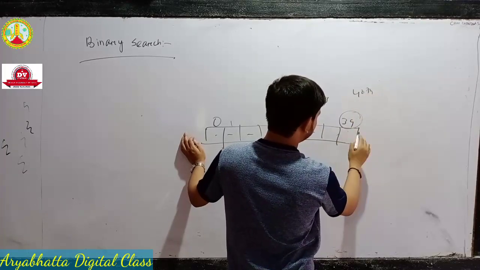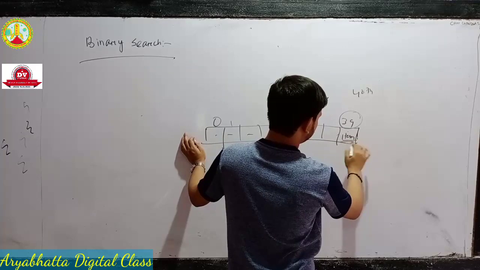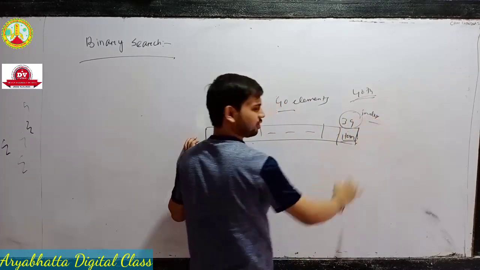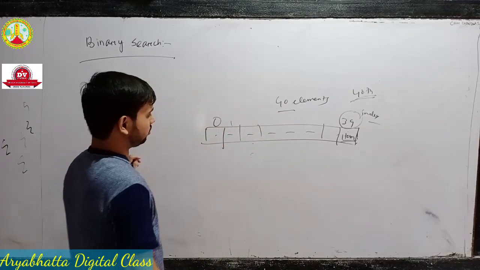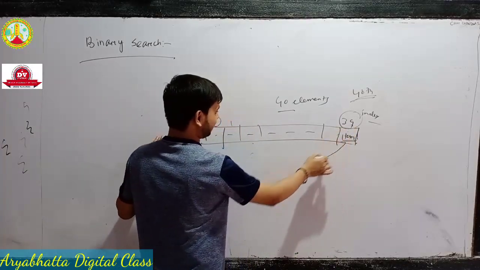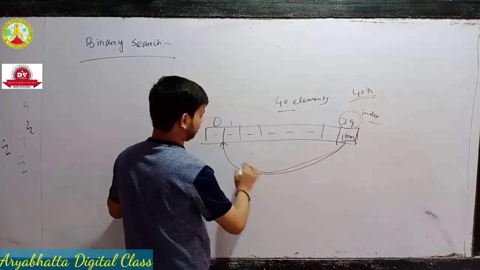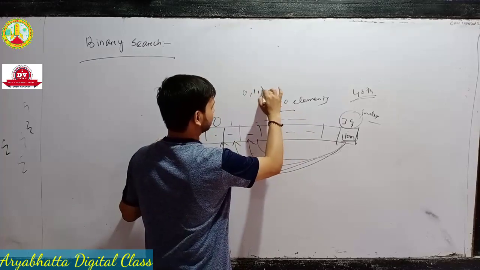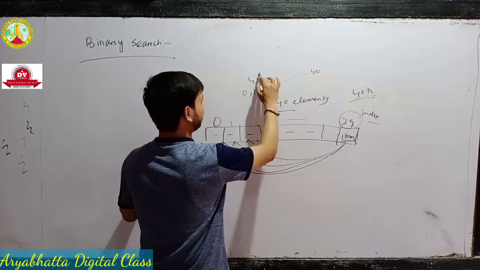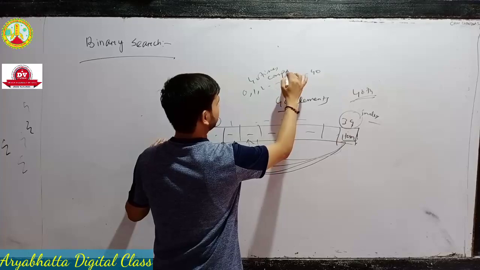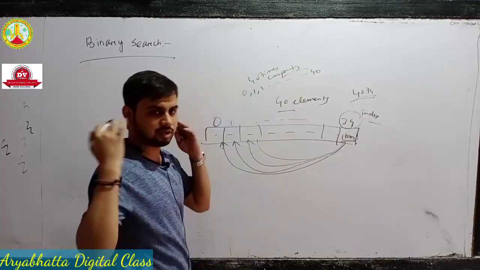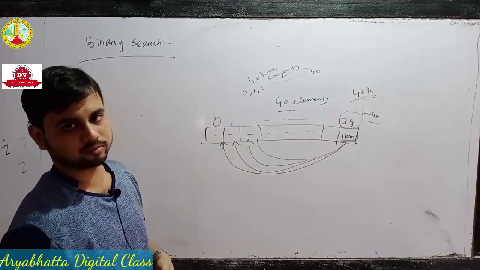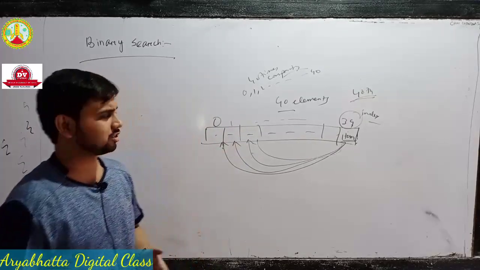Suppose your searching item is in the 40th position, meaning index 39. You compare this item with everything, 0, 1, 2, 3, and go on. You compare 40 times. Just imagine how many times it will take. Your efficiency will be very low.